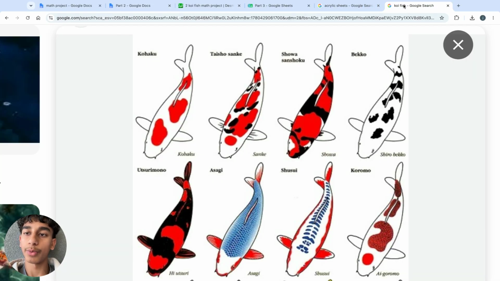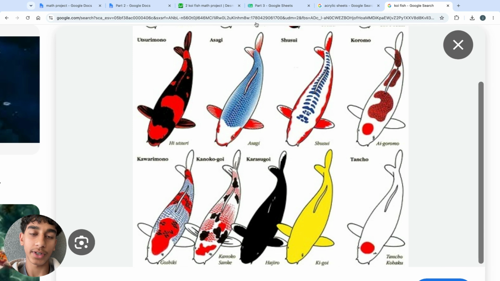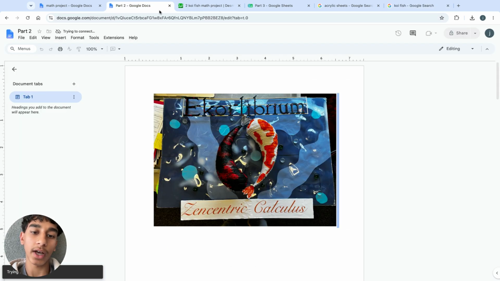Then, just to reassert that yin and yang, we took a kohaku koi fish color that represents the light and a utsuri koi fish that represents the darkness, and then we integrated that into the title and color of our fish.